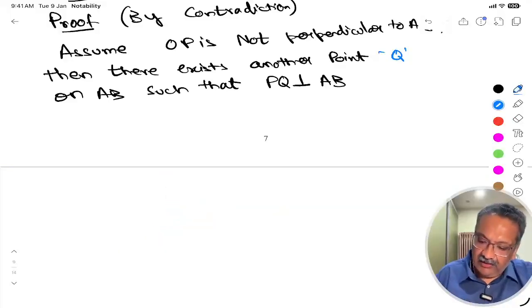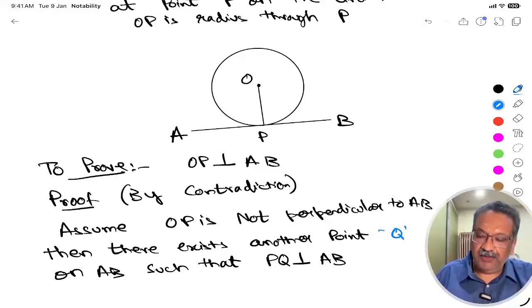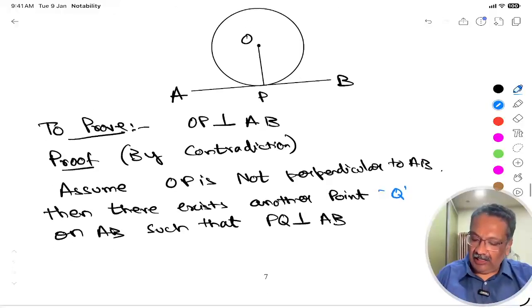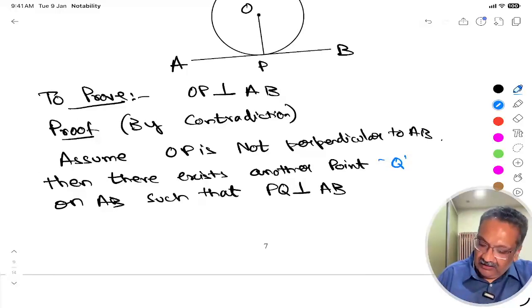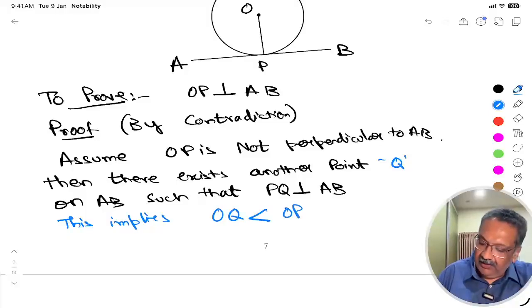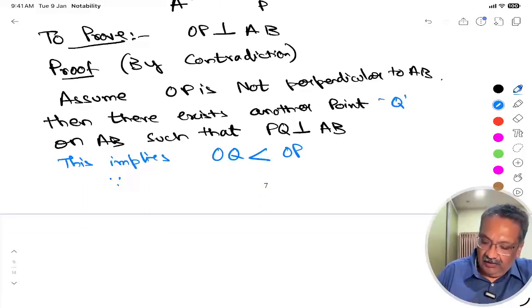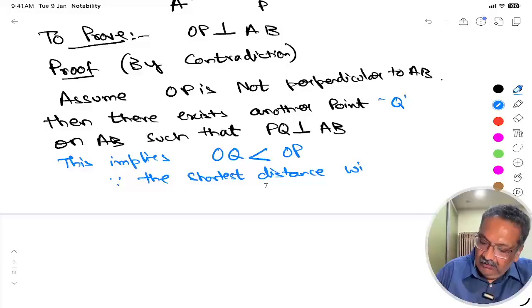So what did we first assume? We assumed OP is not perpendicular. So that means there may be another point Q, at which PQ is perpendicular to AB. Okay, so what does this imply? This implies OQ is less than OP. Why? Because the shortest distance will be the perpendicular distance.